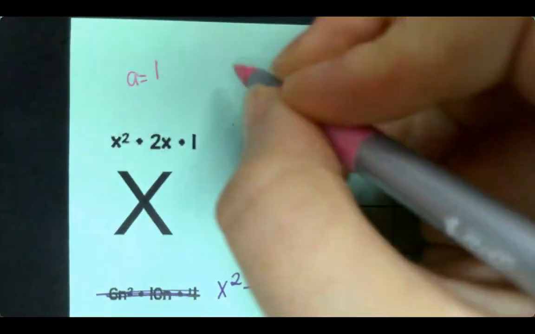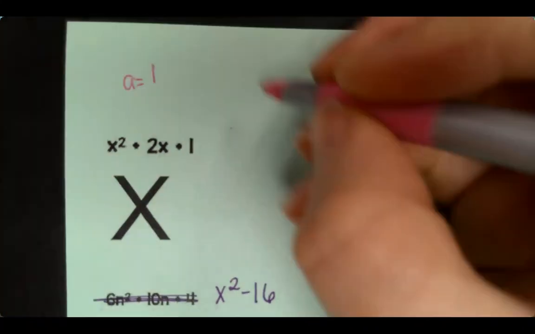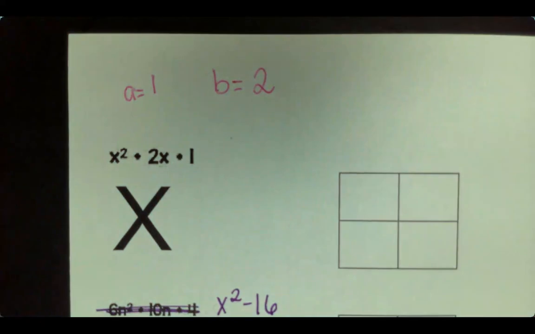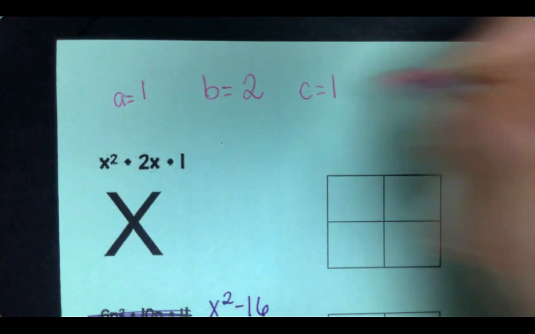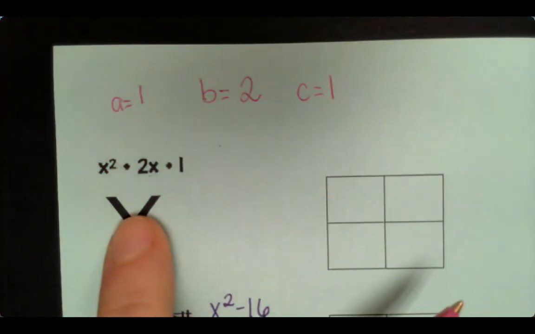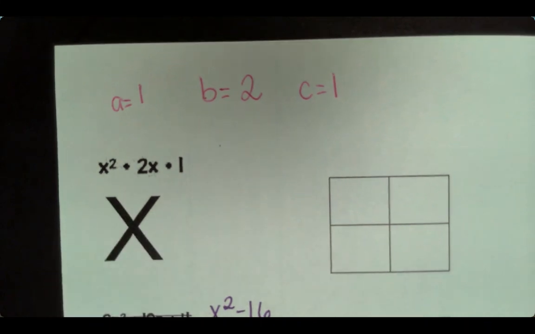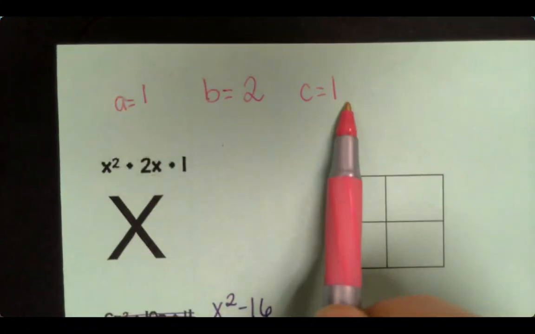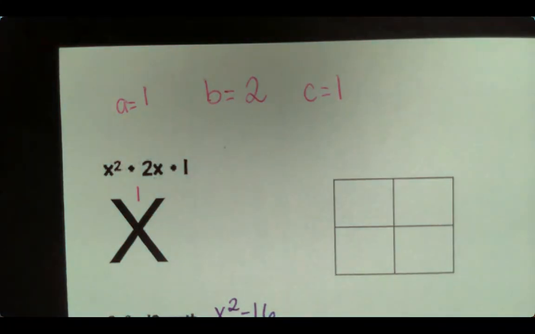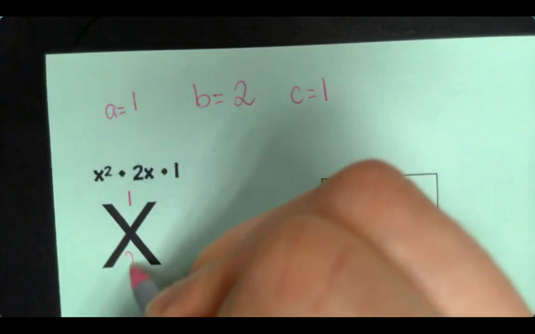1. This gives me plenty of room, so I'm going to go ahead and write it out. B, 2. C. So in the top of our x, what do I multiply together? 1 and 1. A and C. 1 times 1 is 1. And the bottom is just b. So we put 2 on the bottom.